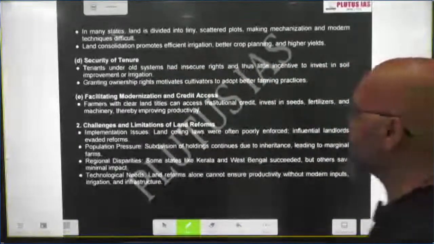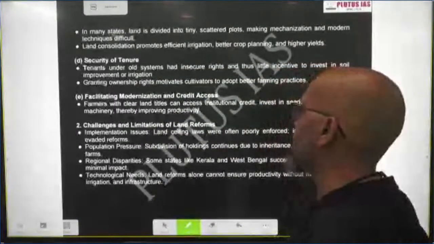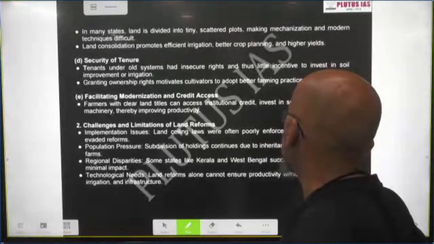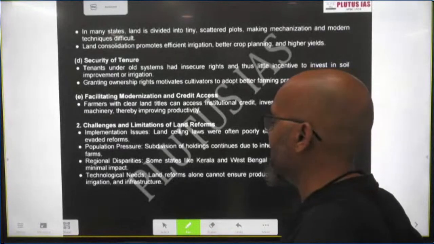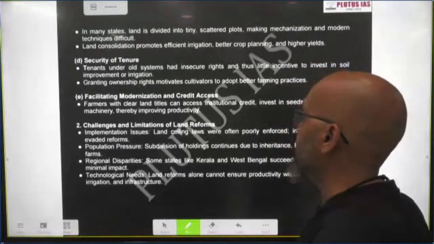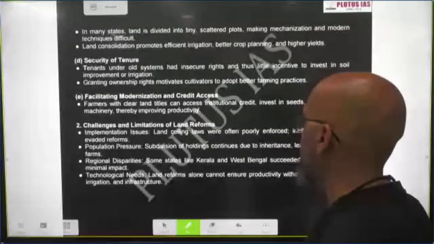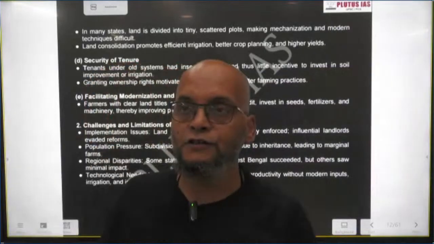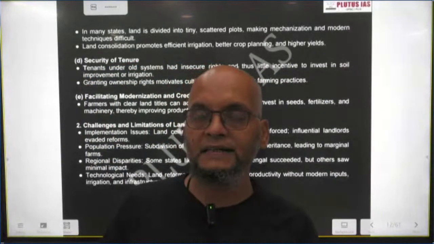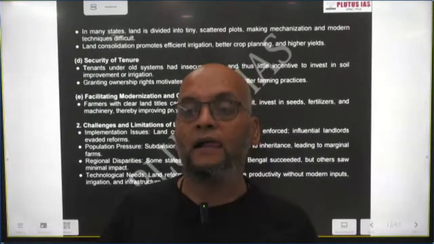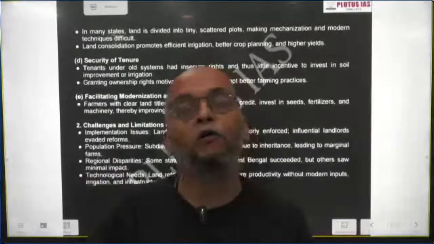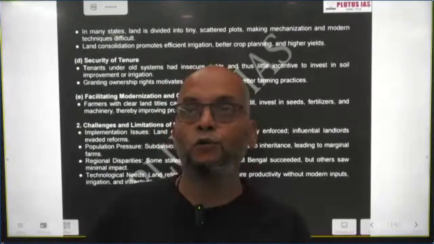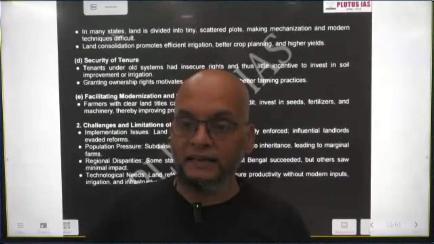Then security of tenure. Tenants under the old system had insecure rights and thus little incentive to invest in soil improvement or irrigation. Granting ownership rights motivates cultivators to adopt better farming practices. See guys, under the old system, as I told you, farmers were just the tenants. They were not the owner of the land. And when they were not the owner, obviously they were not interested in improving the soil quality. They were just doing their jobs.